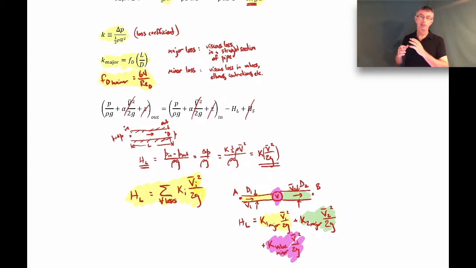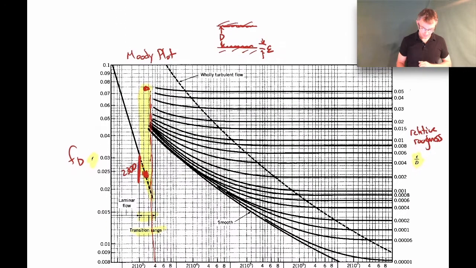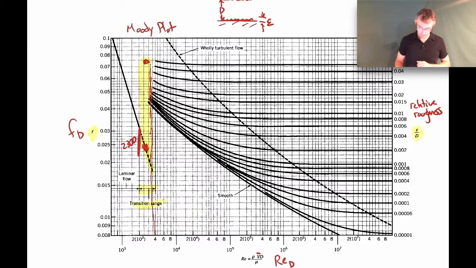If you're dealing with larger Reynolds numbers and it's turbulent, then to find this F, you'd have to go back to the Moody plot. And from the Moody plot, you see then suddenly the relative roughness comes into play as well. So you'd have to take that into account too to find out what your friction factor is. So the Moody plot, make sure you know how to use that. It's really kind of a ballpark thing.